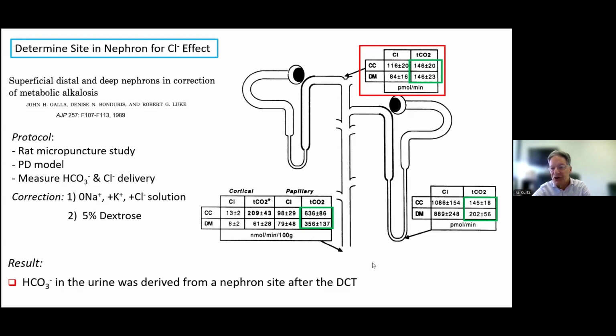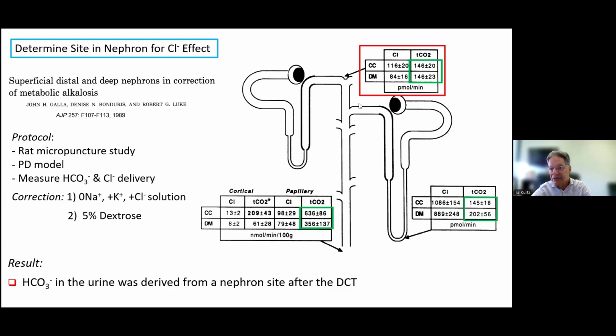So what they wanted to know is, what is the bicarbonate flow in the nephron? If they could find out a difference between these pipettes where bicarbonate was increasing significantly, that must be due to bicarbonate secretion. And they did their peritoneal dialysis model again. They created a metabolic alkalosis, and then they corrected the animals with 0 sodium potassium chloride solution or their dextrose solution. But what you see here is something interesting.